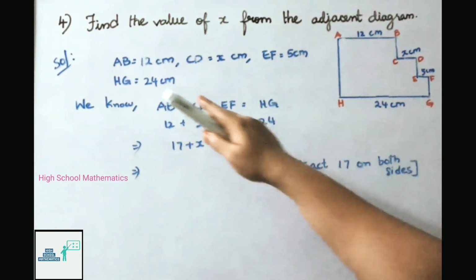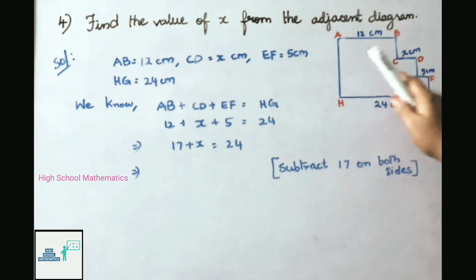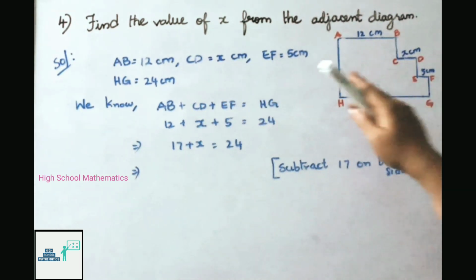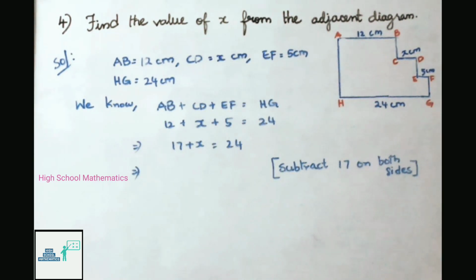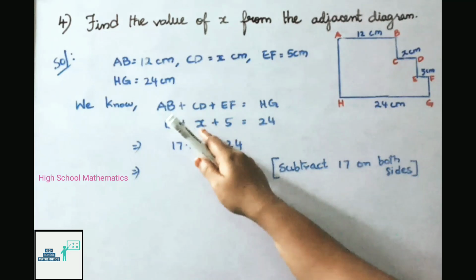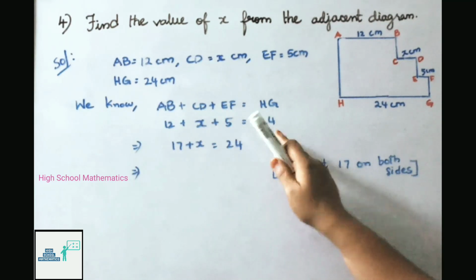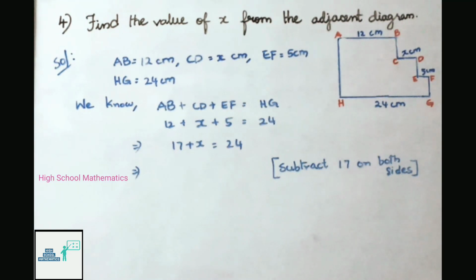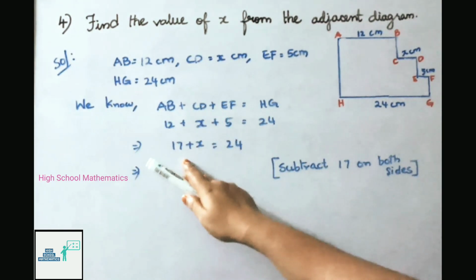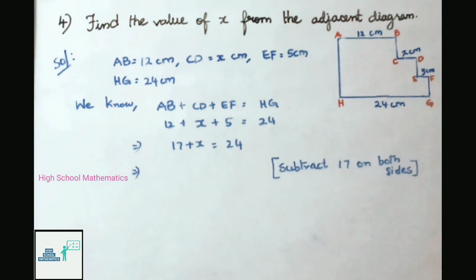From the figure, AB value is 12 centimeters, CD value is x centimeters, EF value is 5 centimeters and HG is 24 centimeters. Let us substitute all these values in this. So AB equals 12, CD equals x, EF equals 5, HG equals 24. That implies 12 plus 5, 17 plus x, equals 24.